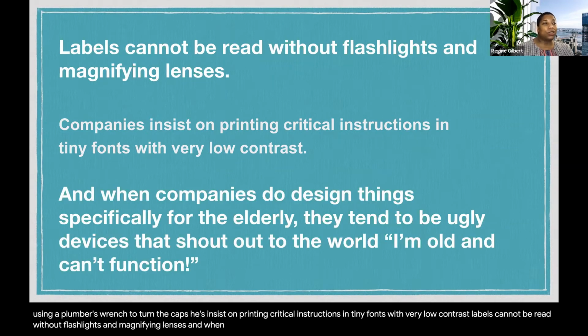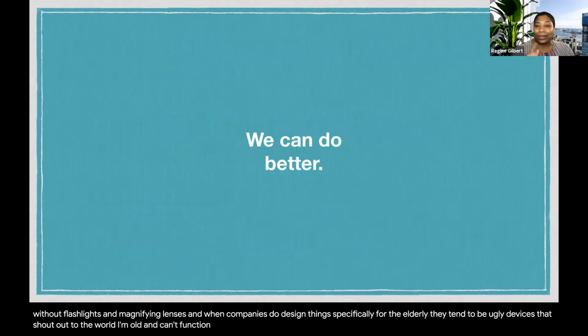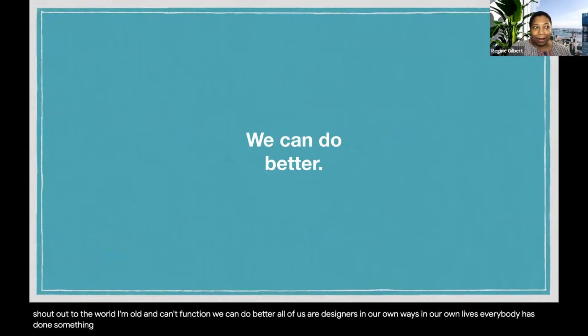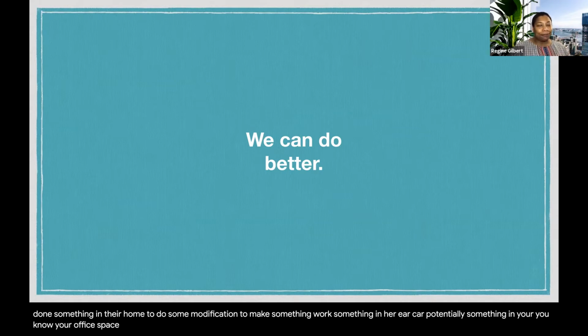And when companies do design things specifically for the elderly, they tend to be ugly devices that shout out to the world, I'm old and can't function. We can do better. All of us are designers in our own ways, in our own lives. Everybody has done something in their home to modify something to make it work. Something in your car, potentially, something in your office space. So we can do better.